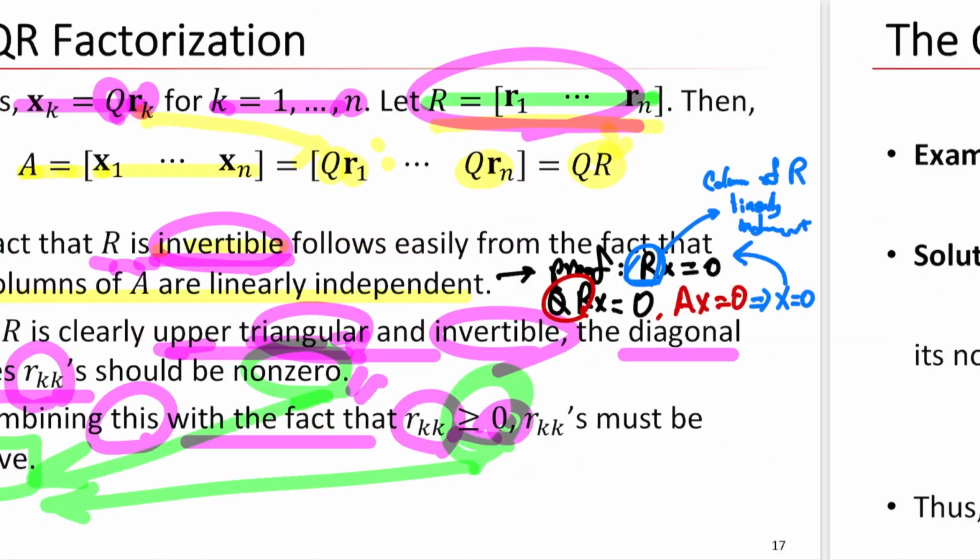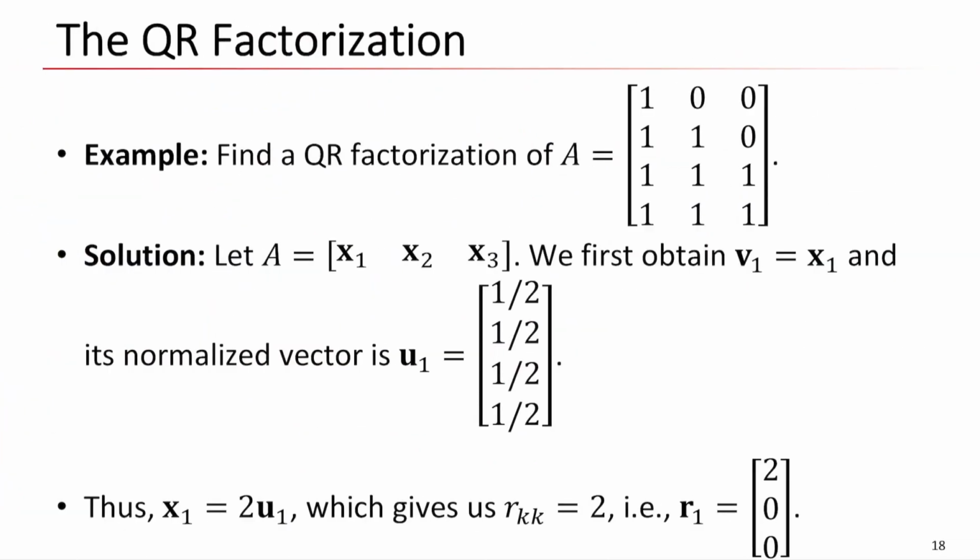Okay, so let's see the example. The question is to find the QR factorization of the matrix A, where the matrix A is defined something like this, right?